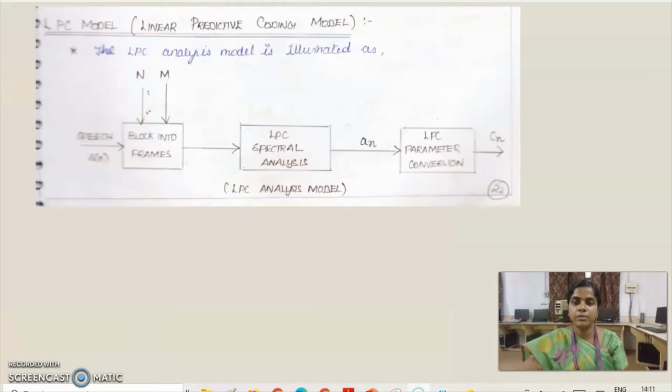Next is the LPC model. The LPC model helps us to predict and estimate the speech signals based upon the previous speech samples. So we split speech into blocks of frames. Then we make an LPC spectral analysis, which helps us to do LPC parameter conversion. Finally, we get the coefficients of the LPC model, which are the representatives of the speech signal Si(n).